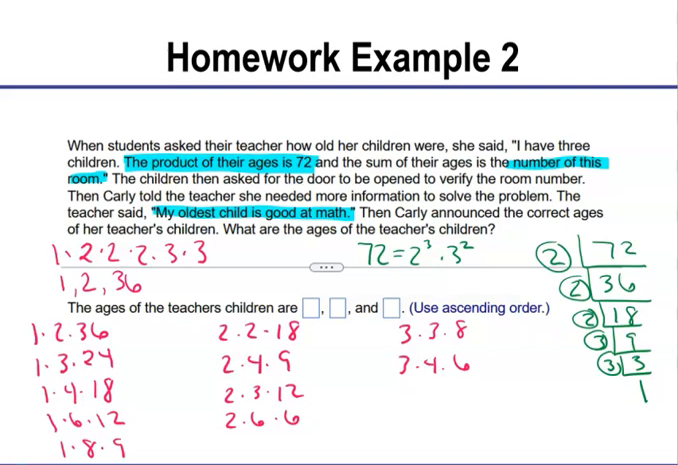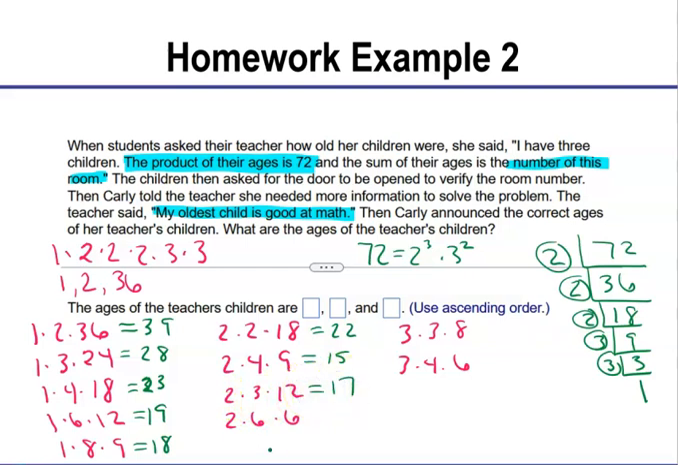So if I added all these together, so you know you have 1 plus 2 is 3 plus 6 is 9. 1 plus 3 is 4 plus 24 is 28. 1 plus 4 is 5 plus 18 is 23. 1 plus 6 is 7 plus 12 is 19. 1 plus 8 is 9 plus 9 is 18. 2 plus 2 is 4 plus 18 is 22. 2 plus 4 is 6 plus 9 is 15. 2 plus 3 is 5 plus 12 is 17.